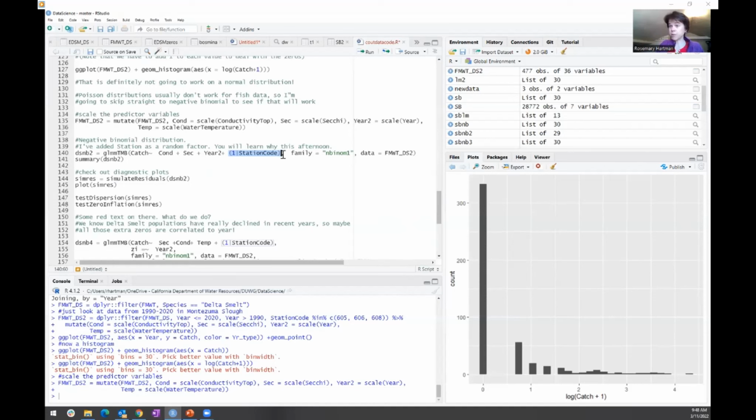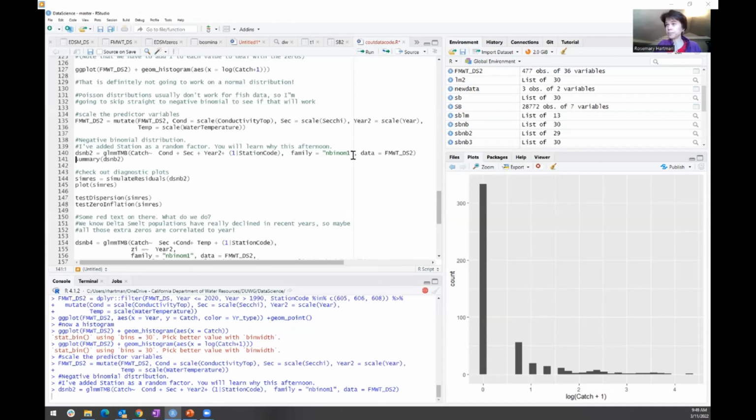How to do these random variables and mixed models are going to be covered more this afternoon, but just know that is there to make sure that things stay independent. We're using a glmmTMB function, and we're modeling catch as a function of conductivity, Secchi depth, year, and a random effect of station. Family is nbinom1, which is negative binomial, and we've got our data.